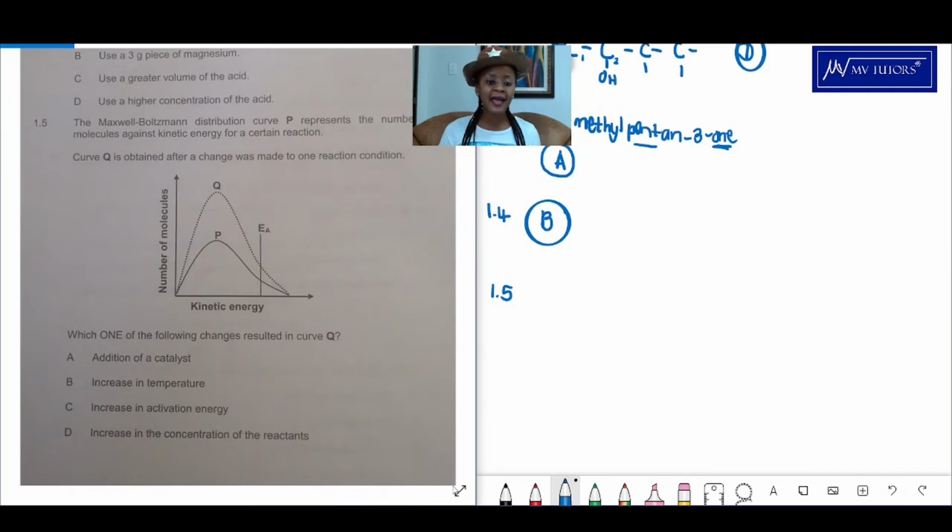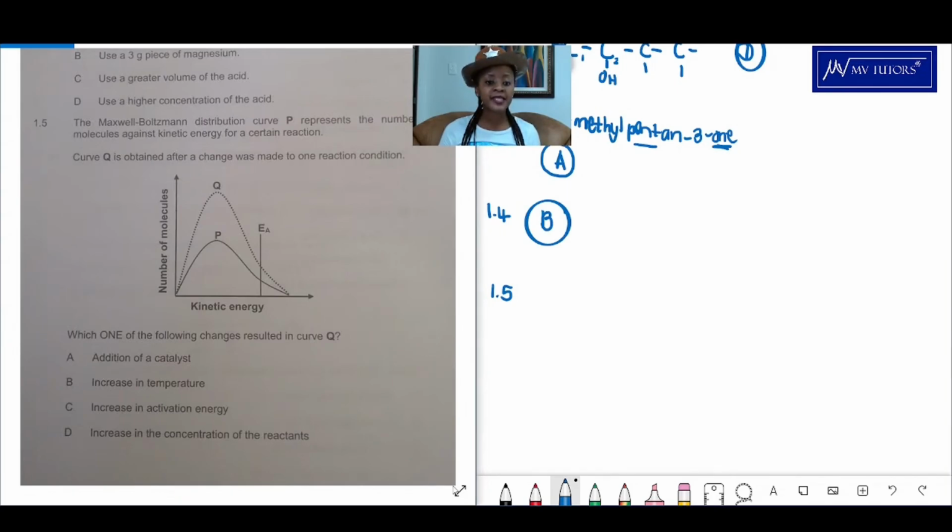So if you add a catalyst, what will that do? That will reduce your activation energy. So it will shift to the left. Activation energy would come in to the left of what we have currently. So that's not what we're seeing here.